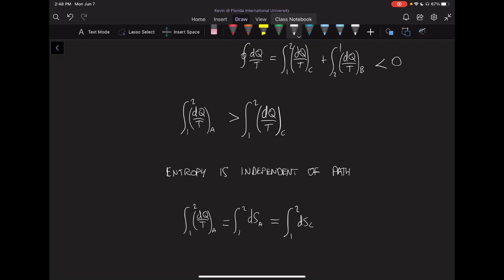Okay, so now we can say that these terms are equal to each other because path A is a reversible process, but we can also say that this is equal because entropy is a property. It depends only on the initial and final states. So if the initial and final states are the same, we can say that the change of entropy in A and the change of entropy in C should be the same. Now, what does that mean?